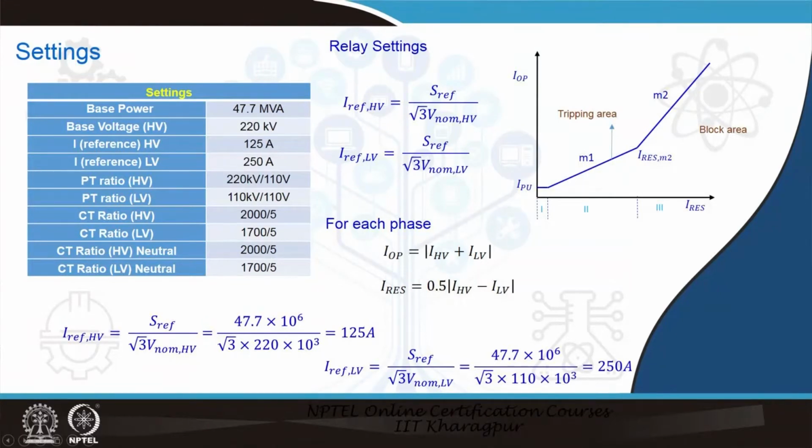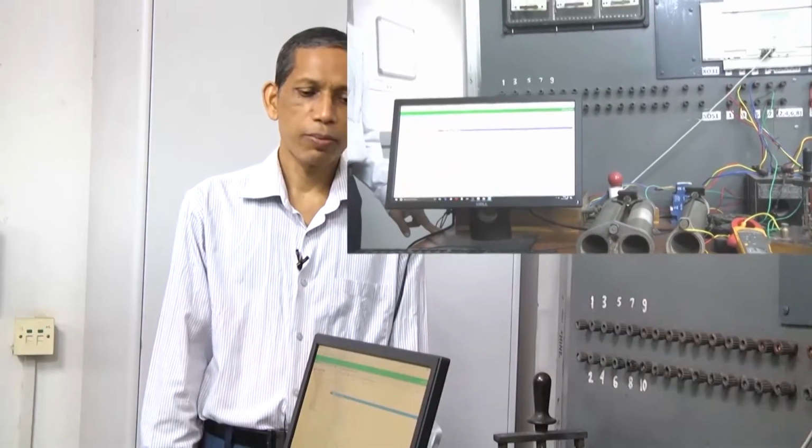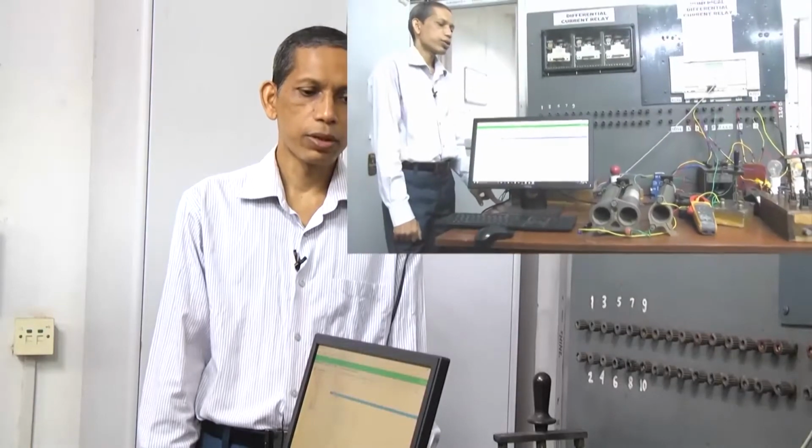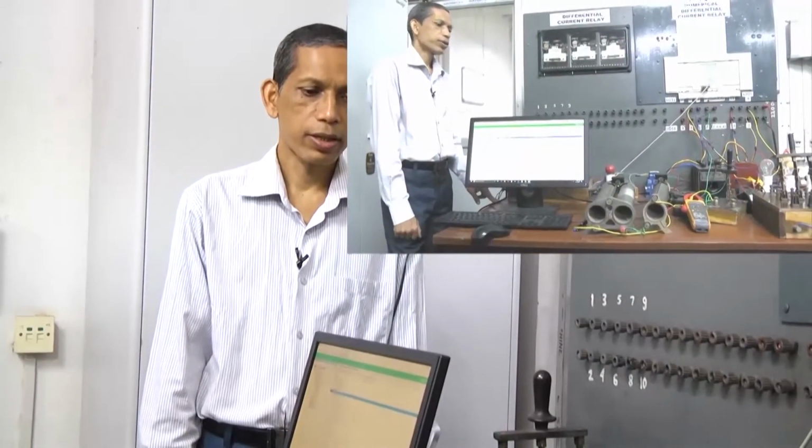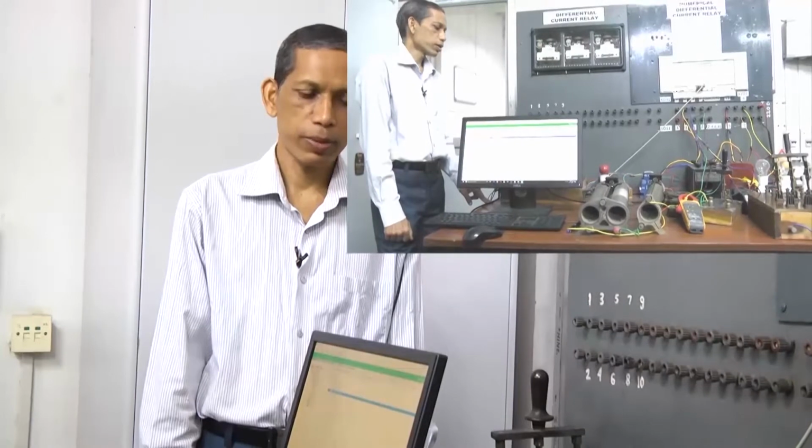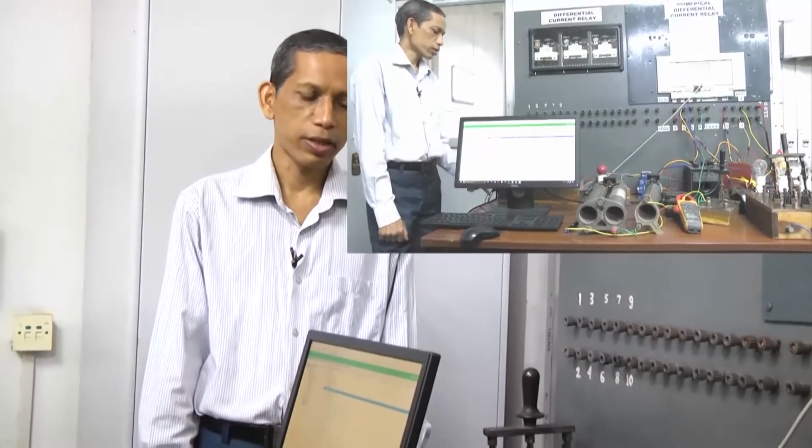So, we draw the particular characteristics curve as per the setting, and that is our reference. Then we go on increasing the differential current for a given restraining current to find that particular point, and we note that point and try to see whether we are getting the corresponding characteristic curve as per the setting or not. That we would like to verify. We will see the different components on the table, which is arranged for the demonstration of this experiment, verification of the differential characteristics.